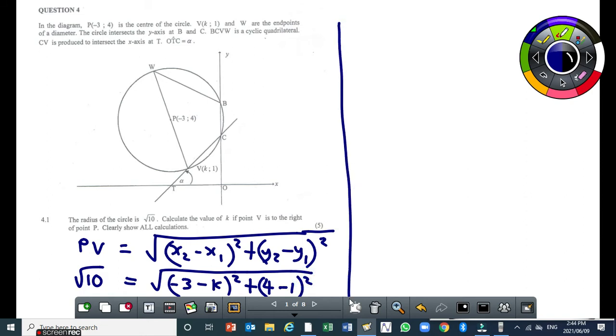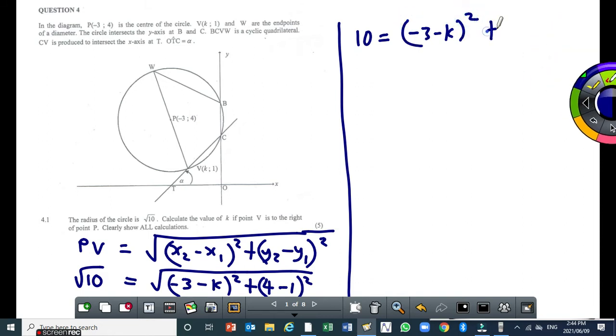Right? Then, to remove that square root, I have to square both sides. So if I square both sides, I'll end up getting 10 equal to minus 3 minus k squared plus 3 squared, if I remove the square root sign by squaring both sides. So you can put it here and write square there. And then you will get it there.